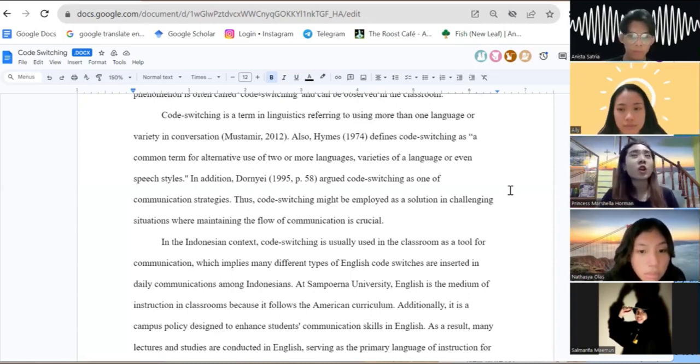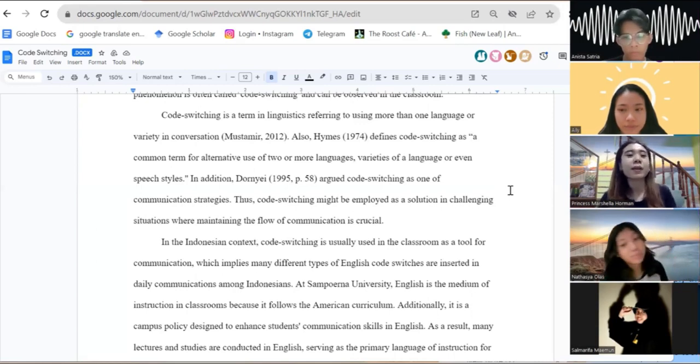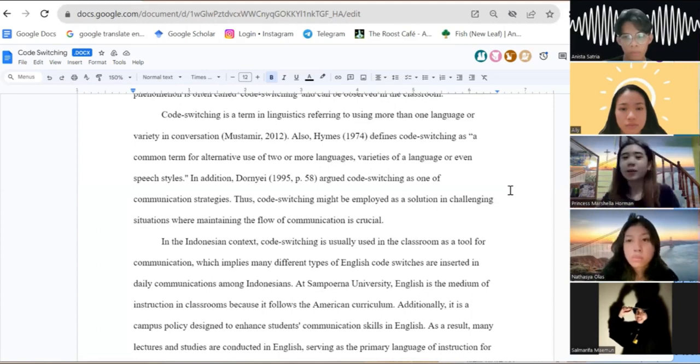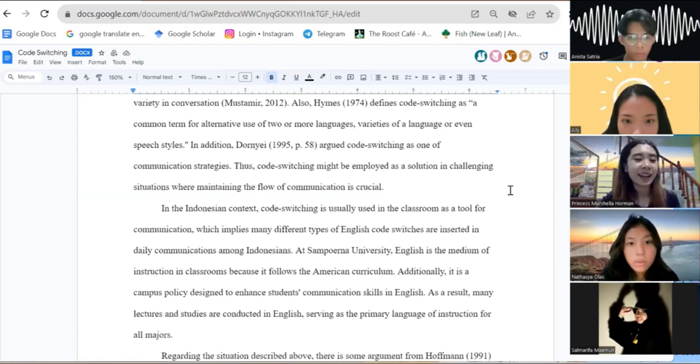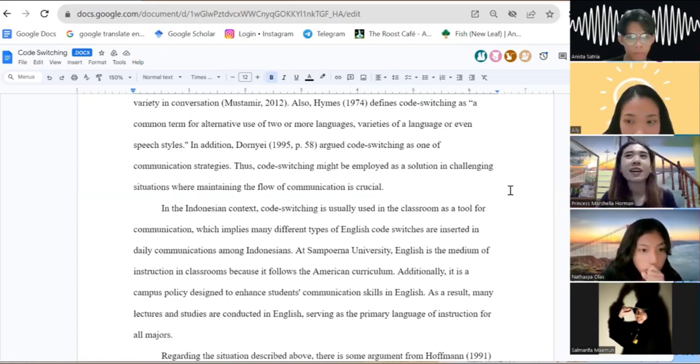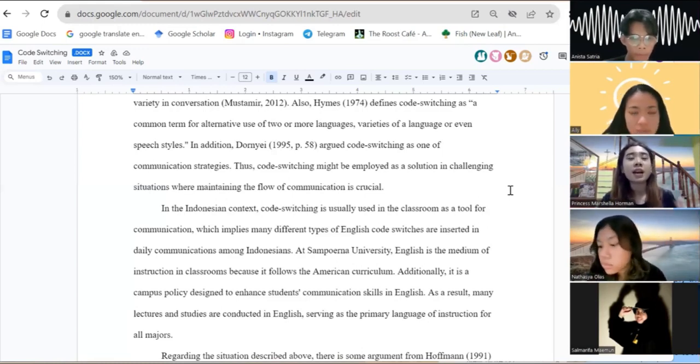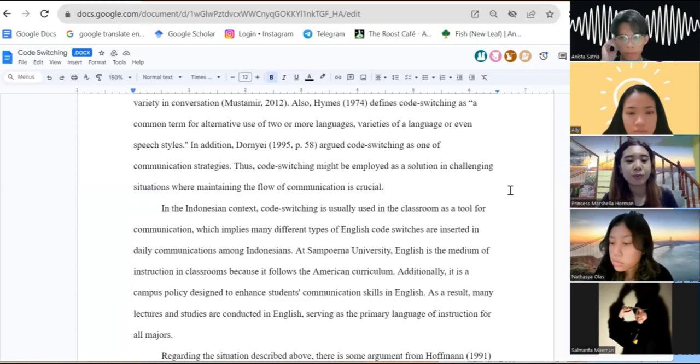Code switching happens a lot in different countries where English is not the first language. So people have the tendency to mix their foreign language with one language and the language they learn. For example, English to Indonesian or Indonesian to your native language. And there is some context behind code switching in Indonesia. Most of the time in the Indonesian context, code switching is mostly used by young people, especially in the classroom.